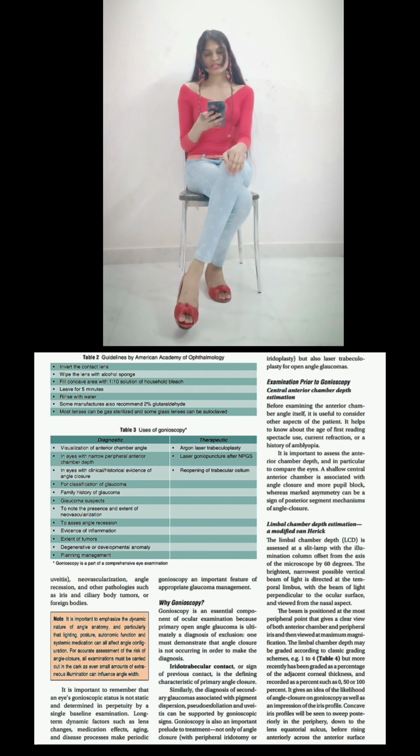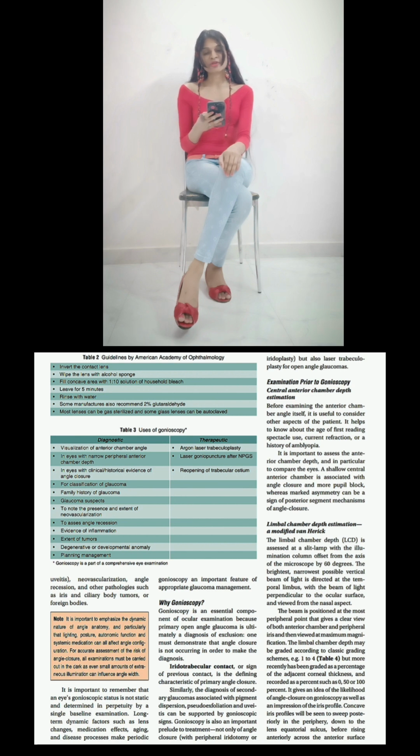Limbal chamber depth estimation, a modified Van Herrick. The limbal chamber depth (LCD) is assessed at a slit lamp with the illumination column offset from the axis of the microscope by 60 degrees. The brightest, narrowest possible vertical beam of light is directed at the temporal limbus with the beam of light perpendicular to the ocular surface and viewed from the nasal aspect. The beam is positioned at the most peripheral point that gives a clear view of both the anterior chamber and peripheral iris and then viewed at maximum magnification.